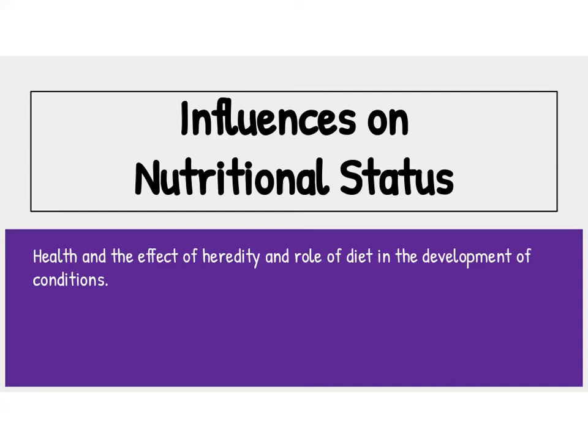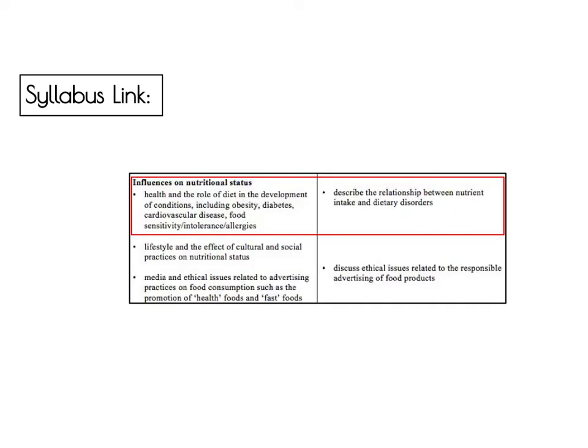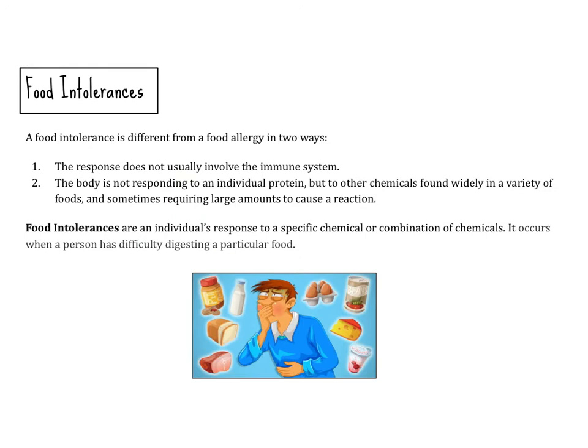This is part 3 of the series of lectures relating to the influences on nutritional status. If we have a look at our syllabus, the purpose of this lecture is to look specifically in detail at food sensitivities, and we're covering off food intolerances. You should be able to describe the relationship between intolerances and food choices and their effect on health and dietary disorders.